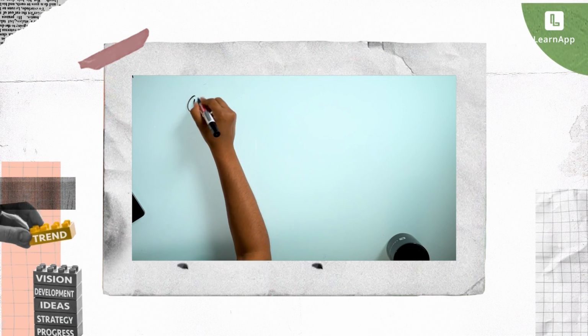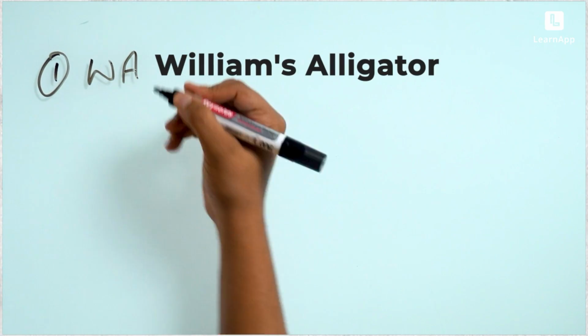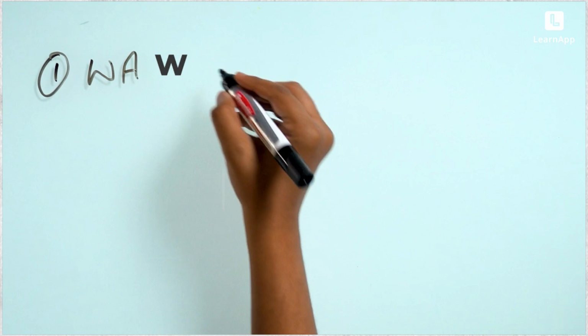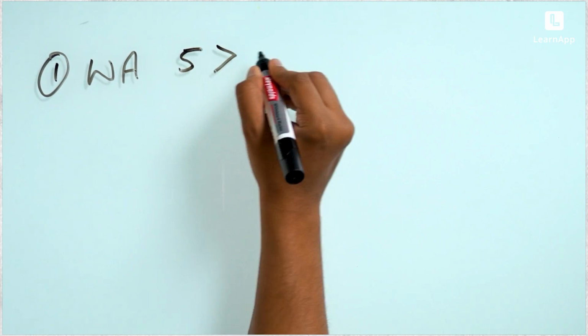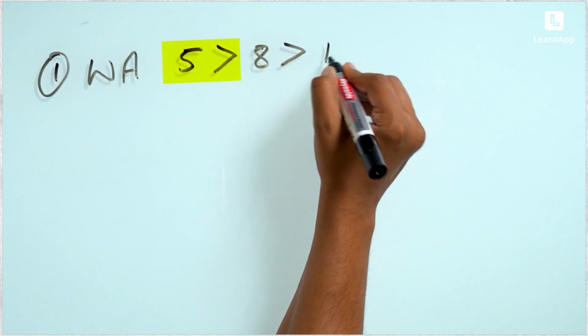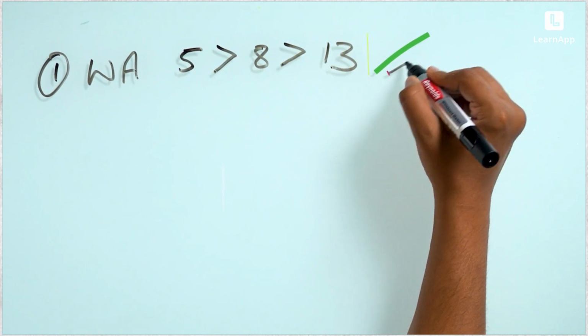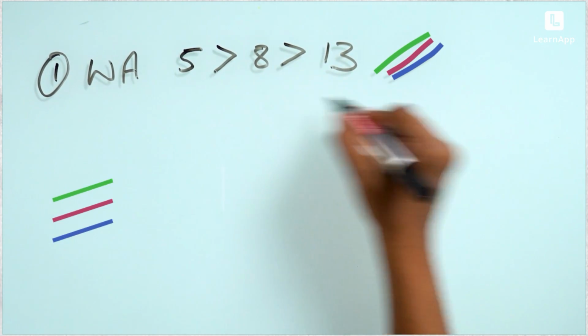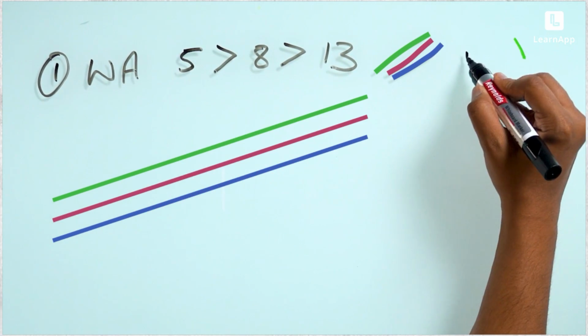So we have the first thing, I'll call it Williams Alligator, and you have to make sure the 5 is greater than the 8 is greater than the 13. Basically, it'll look something like this. When we see that Williams Alligator is moving up, that's our first check mark.